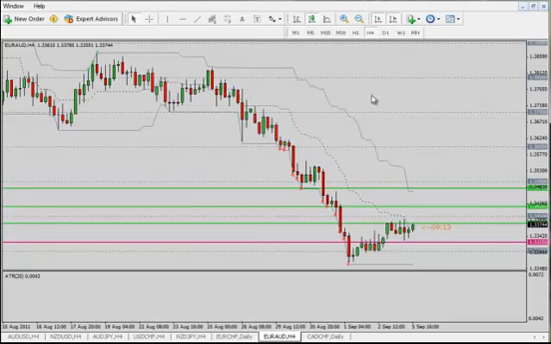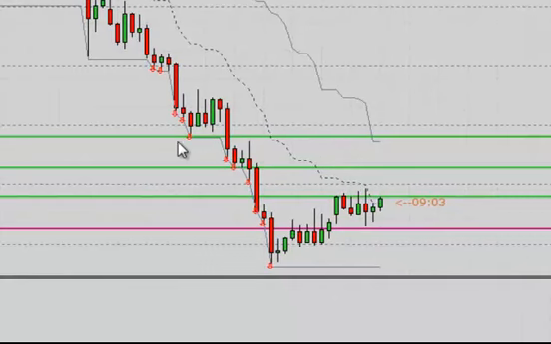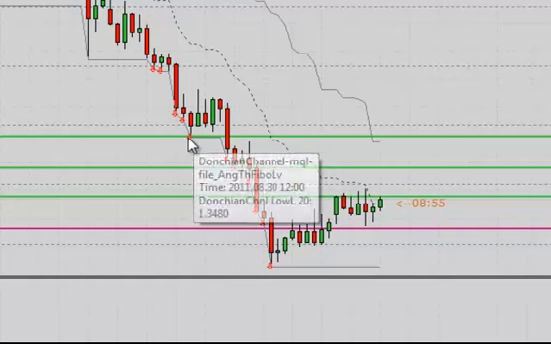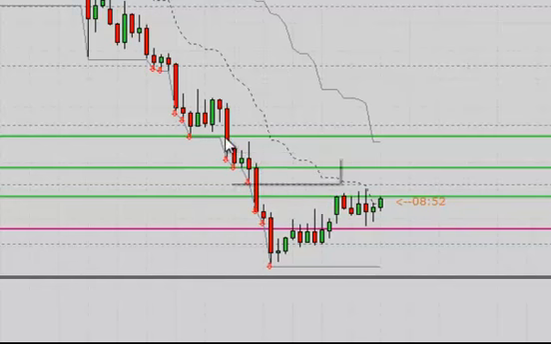I use a breakout system. This is the Donchian channels, very simple, highs and lows. And I got into the trade on this day. This was August 31st. And as you can see here, you can barely see the gray Donchian channel line moving across there. And this green line was my initial entry. That was the breakout of that Donchian channel.